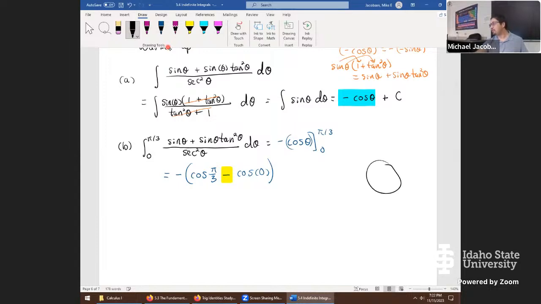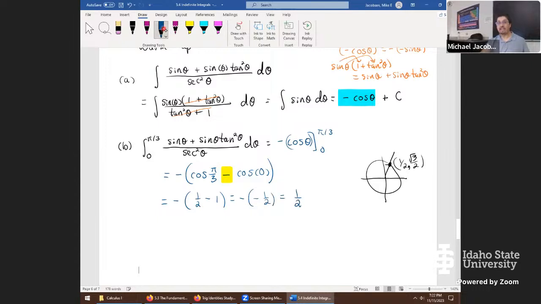At this stage, we just need a really quick trigonometry diagram. Pi over 3 is over here, and its coordinates are going to be 1/2, root 3 over 2. The cosine is going to be the first coordinate, so this turns into negative 1/2 for cosine pi over 3. Cosine at 0 is exactly 1. So this problem keeps on going. This is negative of negative 1/2 after subtraction. And so the whole thing finally settles down at positive 1/2. So that'll be the exact area under this curve here in the integrand.